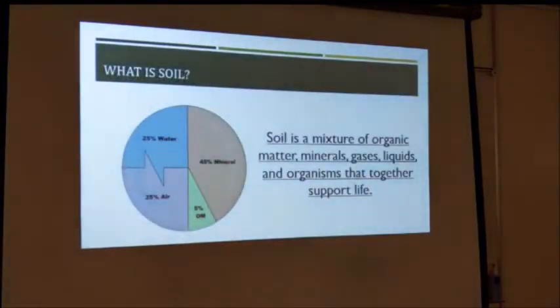So starting off, what is soil? Soil is a mixture of organic matter, minerals, gases, liquids, and organisms that together support life. We have about 45% mineral matter, which is our sand, our silt, and our clay. We have 5% organic matter and then on the other side of the pie chart, we have an interchangeable 25-25, water, air. Sometimes it's more water, sometimes it's more air, depending on the moisture status in the soil. But this is just a basic on what is soil.